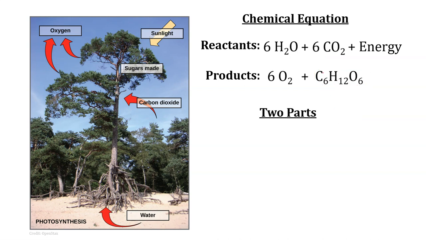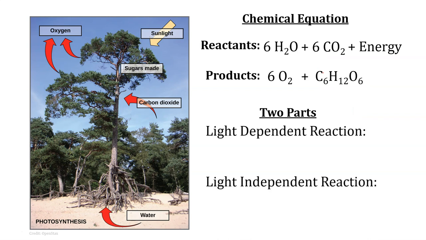Okay, now there are two parts to the chemical equation. There's a light dependent reaction and there's a light independent reaction. So the light dependent reaction, as the name suggests, can only occur when light is present. The light independent reaction is sometimes known as the dark reaction, though this is a misnomer because this reaction can happen if it's light or dark.